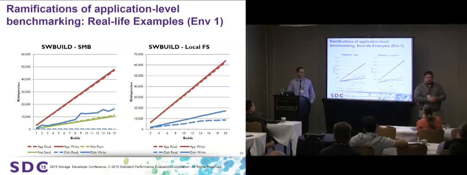Question? Help me understand the zero reads. There's got to be some reads at the beginning, right, to populate the cache, and they're just probably very small, so they're not showing up. So the question is, there've got to be some reads at the start to populate the cache.